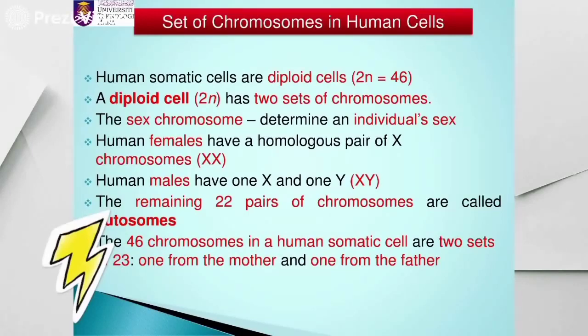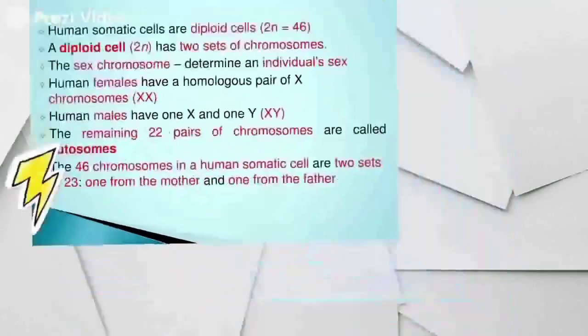A sex chromosome is a type of chromosome used to determine an individual's sex or gender, either female or male. Human females have 2 copies of the X chromosome. However, human males have 1 X and 1 Y chromosome.